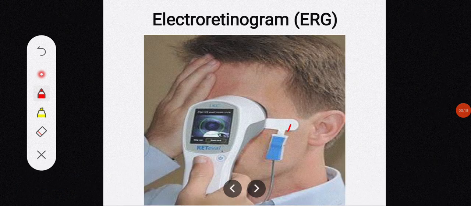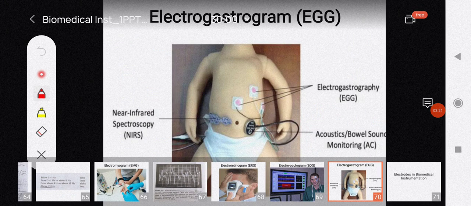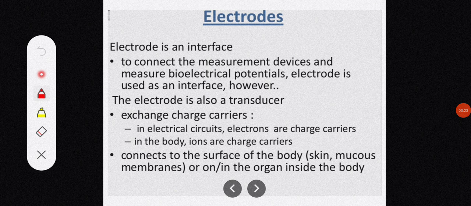So what is the role of electrodes in the biomedical instrumentation field? The role of electrodes is to convert the ionic potential into the electronic form, and this electrical signal can be amplified or processed and then put into recording or displaying, so that it can be in perceptible form. So this is the role of electrodes.